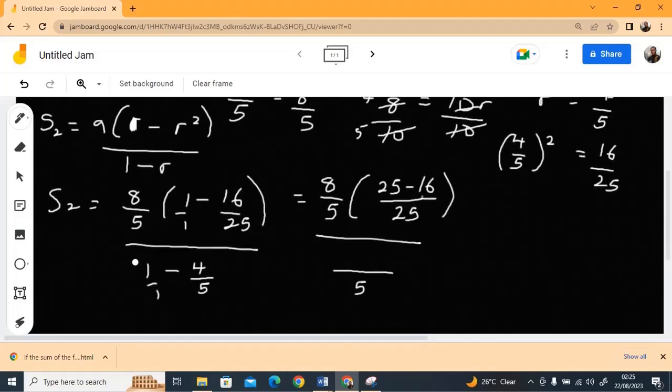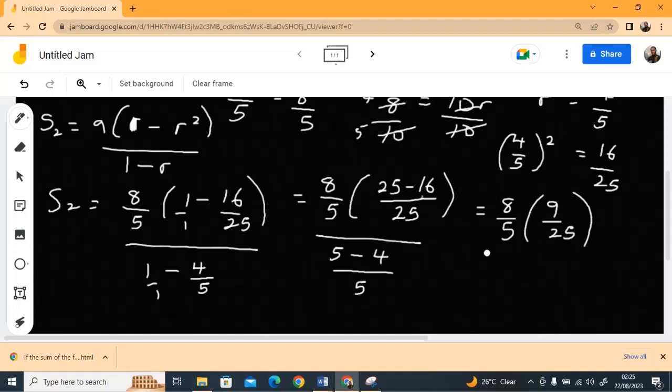So you have 5 goes in 1 is 5. 5 times 1 is what? 5. Minus 5 goes in 5 is 1. 1 times 4 is what? Is 4. So what you have here now, you have 8 over 5. Now this is 25 minus 16 is what? Is 9 over what? Over 25.